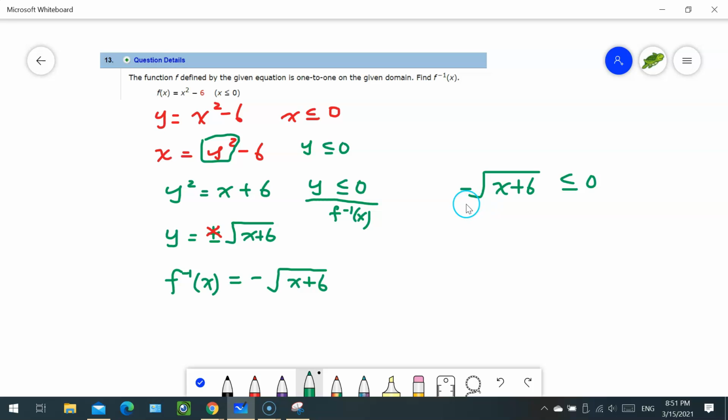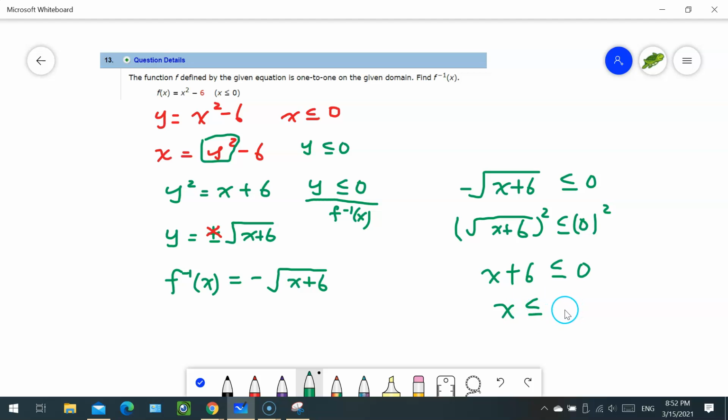So I divide by negative 1 on both sides. So the negative sign will go away. So you have the square root of x plus 6 less than or equal to 0. 0 divided by whatever stays 0. Now we square both sides. This square will get rid of the square root sign. So you have x plus 6 less than or equal to 0. Bring the 6 to the right hand side. That means x has to be restricted to all x values less than or equal to negative 6. So this is the domain of the inverse function of f(x).